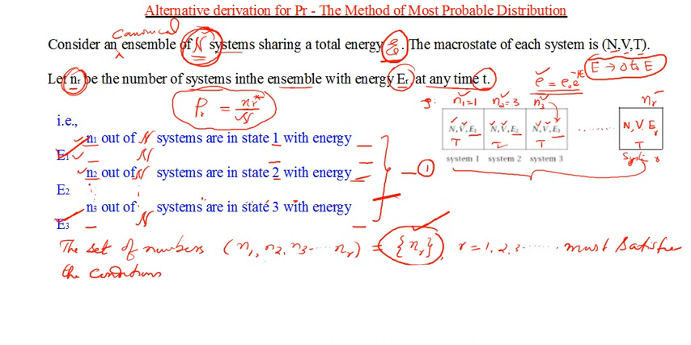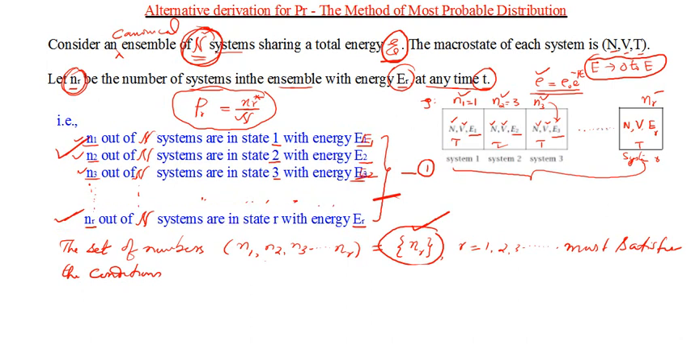So what we were talking about was the distribution of systems in the ensemble, which consists of a total of N systems. We have seen that N1 out of N systems are in state 1 with energy E1. N2 systems out of N systems are in state 2 with energy E2. N3 systems are in state 3 with energy E3, and so on. Finally, we have assumed that NR systems out of the total N systems are in a state R with energy ER. So we can see that the set of numbers n1, n2, n3, etc. up to nr, which I am representing as the set nr, where r equals 1, 2, 3, etc.